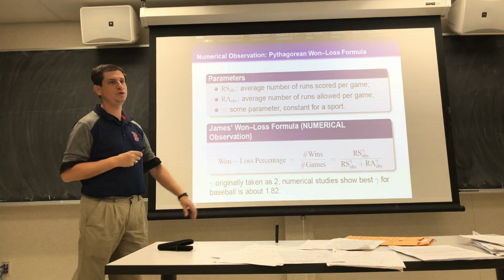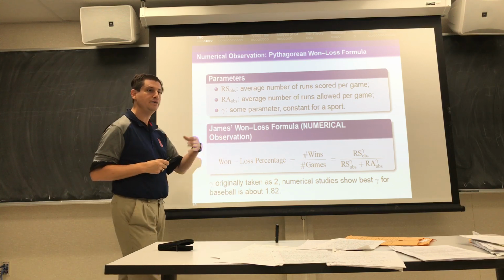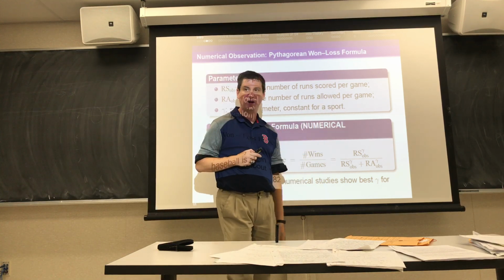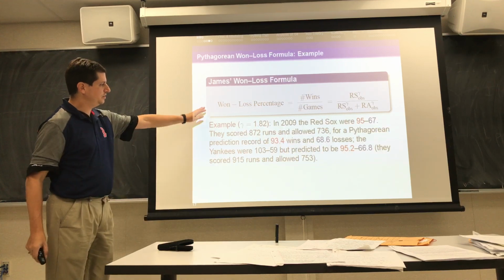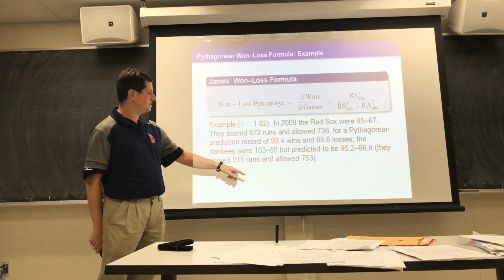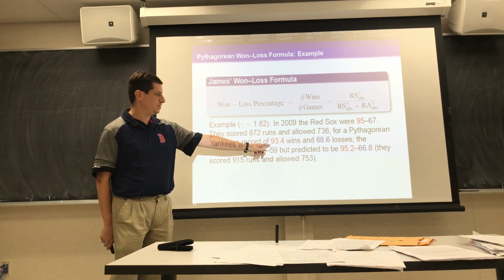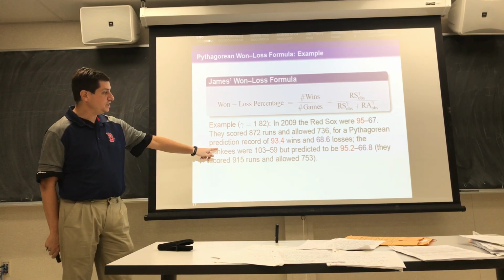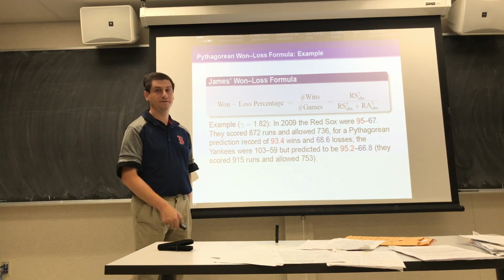And so I will share that model with you today. We will show why the model is bad in many cases, but similar to the lifeguard running straight for the drowning swimmer, it's good enough to do a pretty good job. All right. So just to get some numbers, in 2009, the Sox were 95 and 67, scored 872, allowed 736, predicted for 93.4. The Yankees were 103 and 59, predicted to be 95.